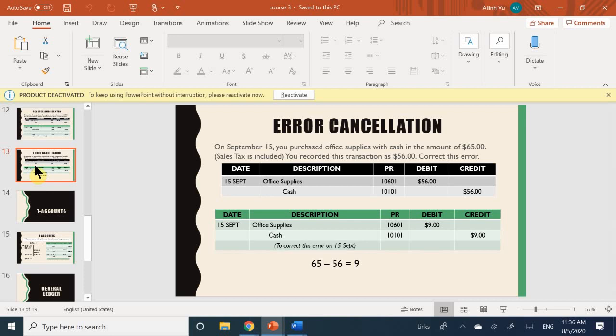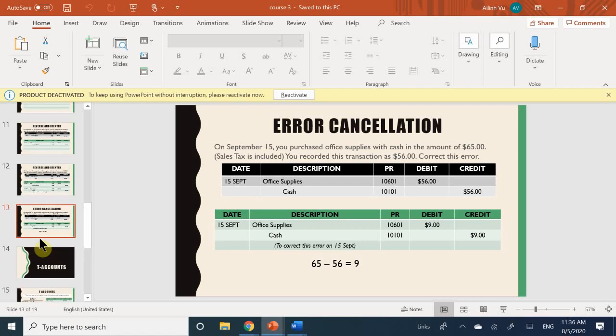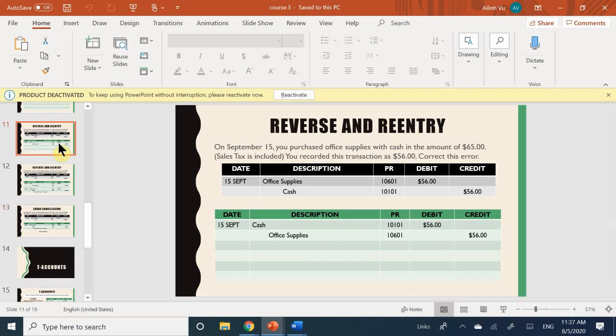Any other questions? I have a question. Yes. When you say you can only use one of them, do you mean per error or per book that you're using? Per error. Yes. So again, like I said, I prefer you guys do the reverse and reentry, because you're more likely to create more errors if you use the error cancellation and you don't know what you're doing.